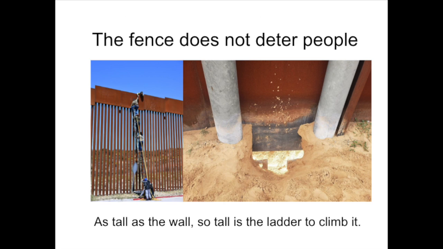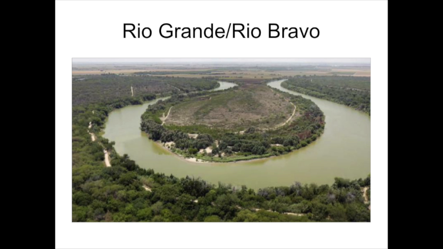Despite these tall barriers, migrants continue to cross. These borders are only partially effective. In reality, it creates a false sense of security. It is said that as tall as the wall, so tall is the ladder to climb it. On the other hand, in some other parts of the border, the U.S. uses its natural landscape as a barrier in a significant section of the Rio Grande.